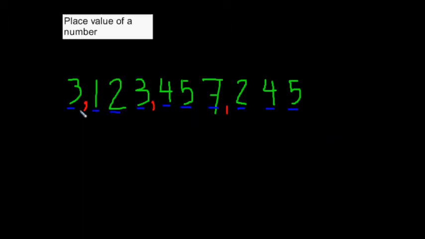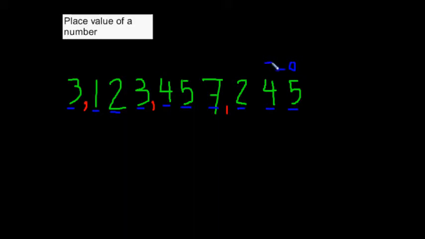Okay, this number is 3,123,457,245. So let's start. What is the place value of number 5? The place value is ones, and the value of this digit is 1. So let's write the letter O. Letter O means ones.